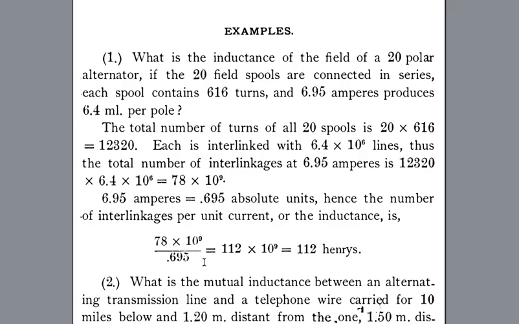6.95 amperes equals 0.695 absolute units, hence the number of interlinkages per unit current, or the inductance, is 78 times 10 to the 9th over 0.695 equals 112 times 10 to the 9th equals 112 henries.